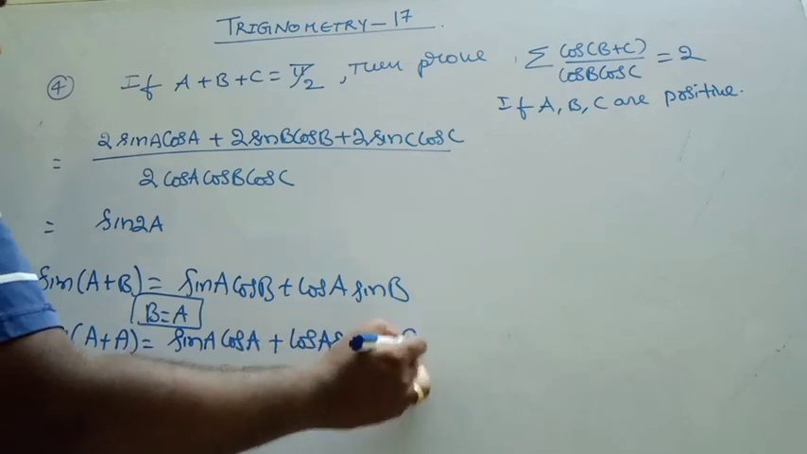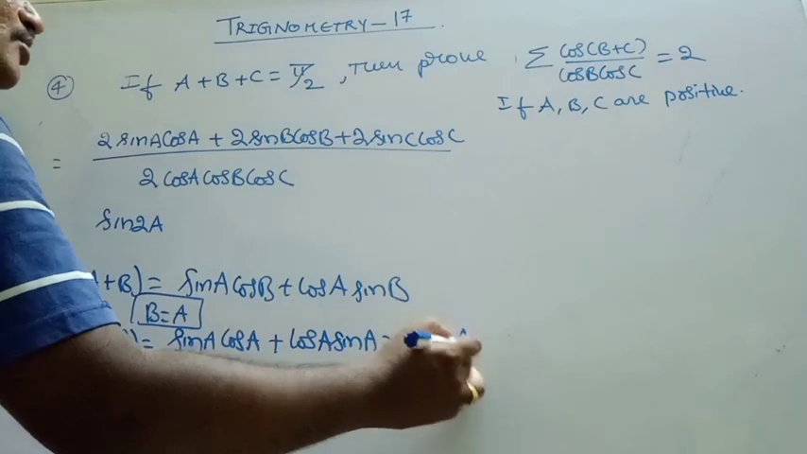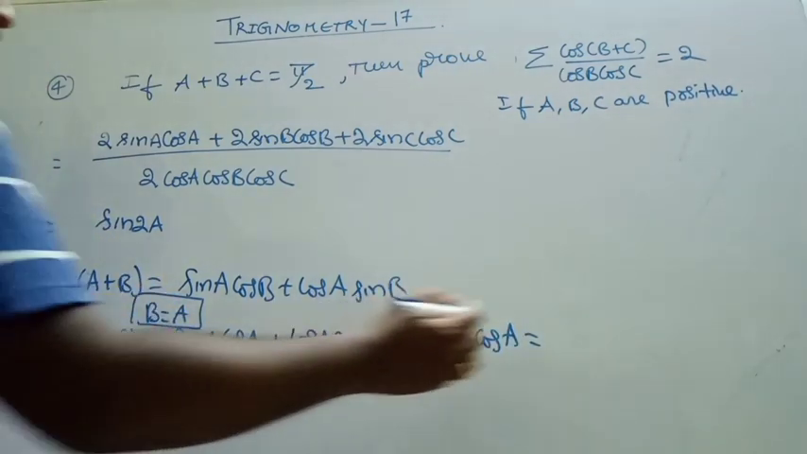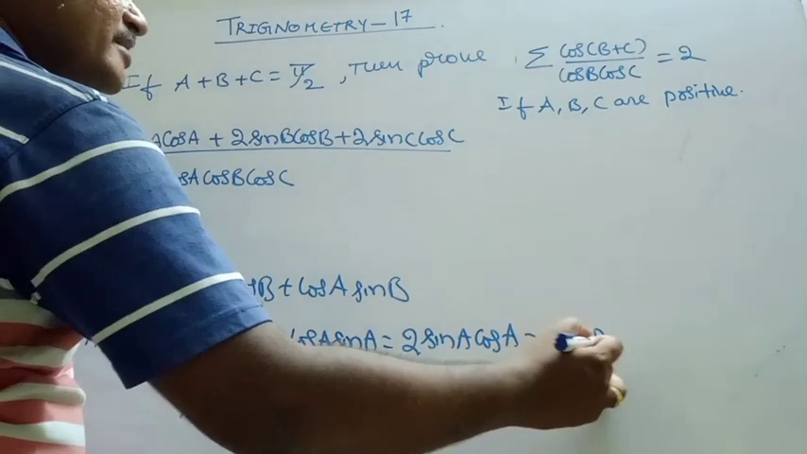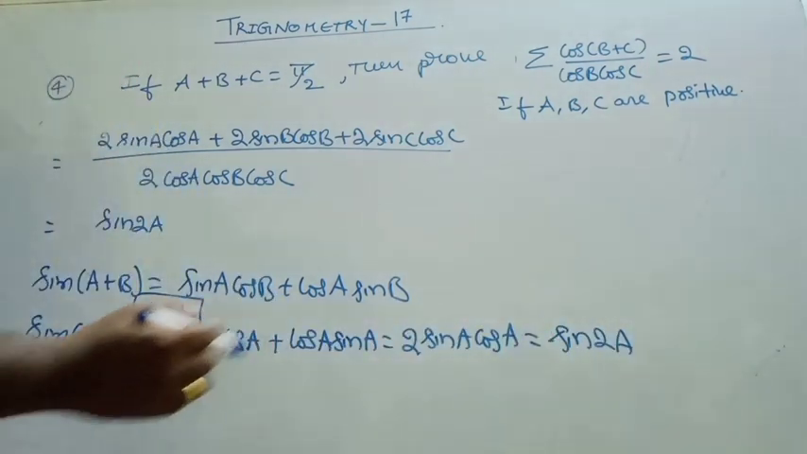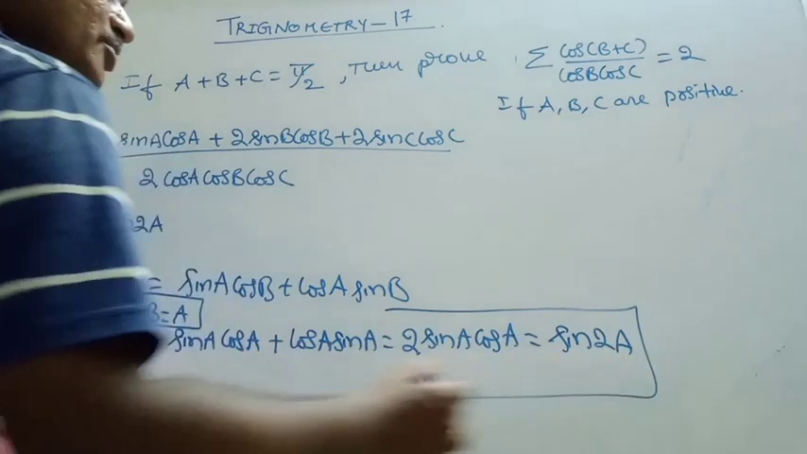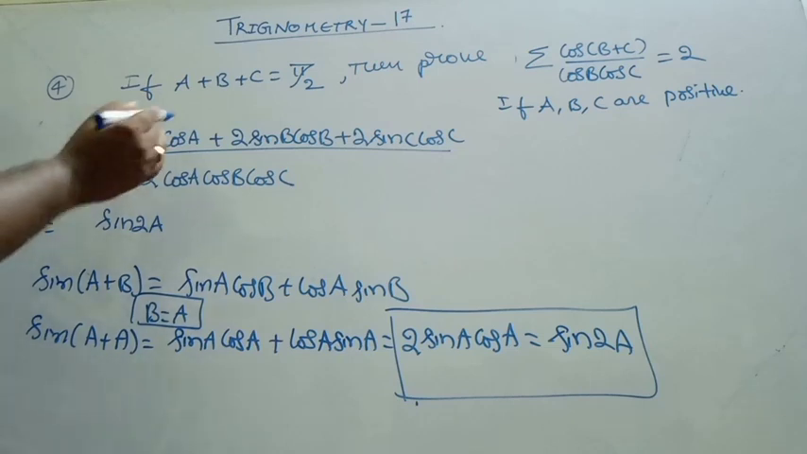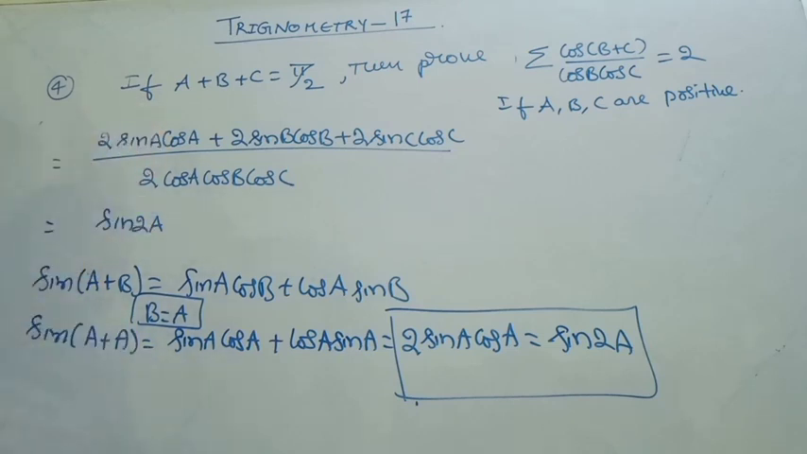That is nothing but 2 sin A cos A, and that is nothing but sin A plus A, which is sin 2A. Sin 2A you have got wonderfully: sin 2A equal to 2 sin A cos A. This is the understanding of how we wrote 2 sin A cos A as sin 2A.